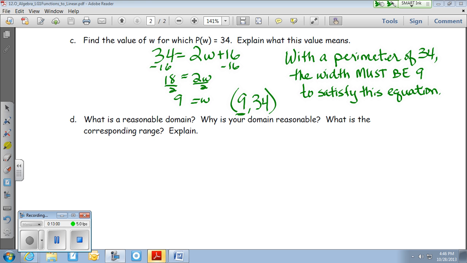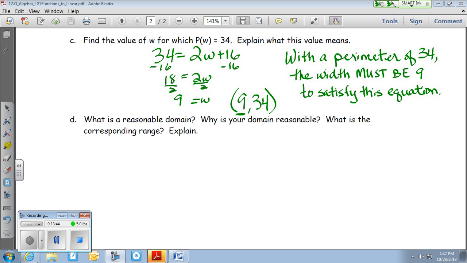What's a reasonable domain? Why is your domain reasonable, and what's the corresponding range? So going back to functions and talking about domain and range, remember, domain is all of our x values, all of our inputs, and the range is the set of all outputs. So think about in this equation, what represents our inputs? Instead of x, we're using W for the width. So every time we put something in for W, we plug it into an equation and we get an answer, an output, which was the perimeter. Or we substitute for the perimeter to solve for what the width has to be. What does the input have to be to get a certain output? So we've done both things here, but let's look at what's a reasonable domain.